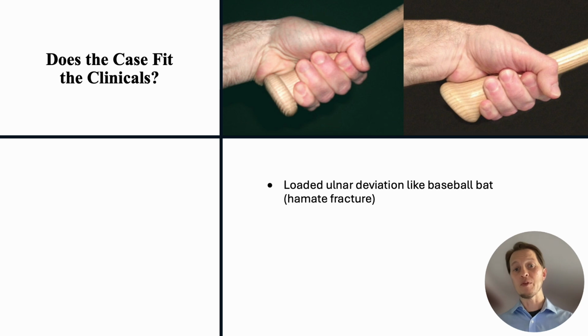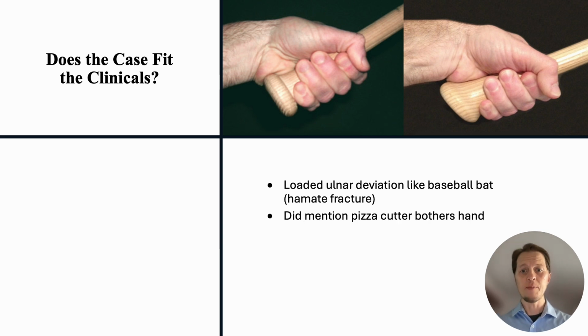Here is an example of loaded ulnar deviation to further the learning. I've had a couple of cases of these where a patient was swinging usually a baseball bat more than a golf club because of the knob that's right there, and you can bang into the wrist. You can get a hamate fracture that way, but you can also get Guyon's canal inflammation in that area.